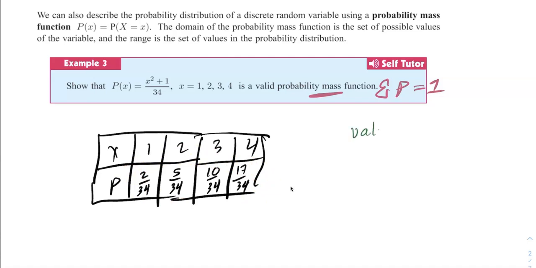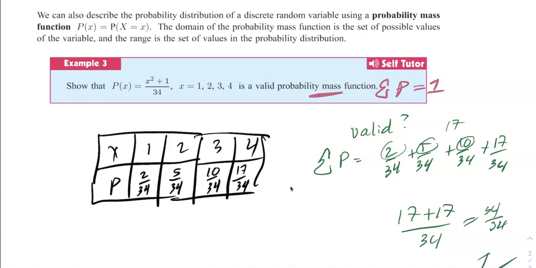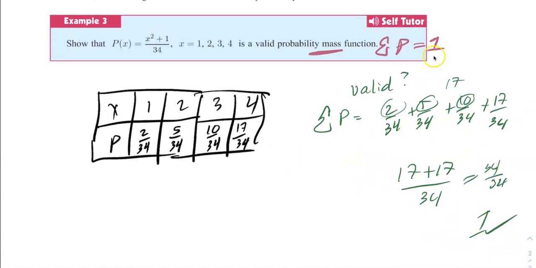So is it valid? Let's find the sum of the probabilities. So 2 over 34 plus 5 over 34 plus 10 over 34 plus 17 over 34. So this is 7 plus 10 is 17 also. So it's like 17 plus 17 over 34, which is 34 over 34. So 1. So it does hold up, right? It's valid when the probability should equal 1, and it does. If I add all these up, it equals 1. So it's a valid probability mass.